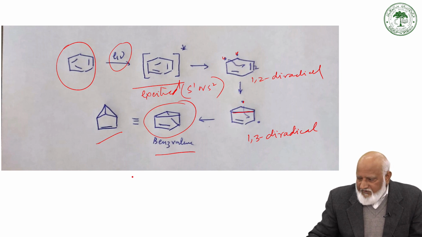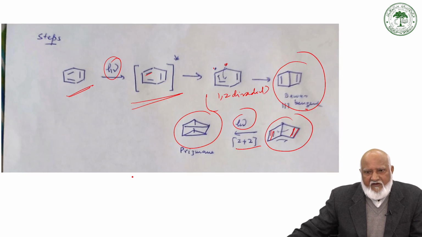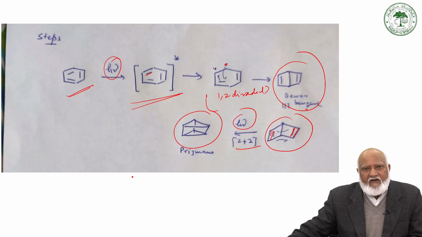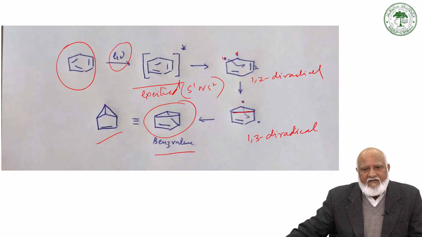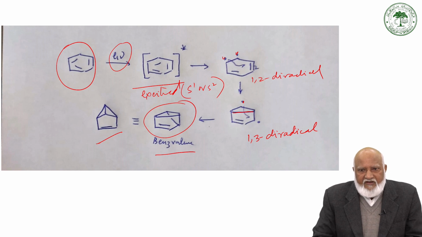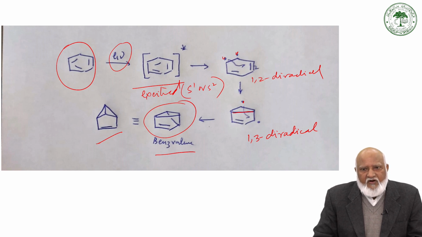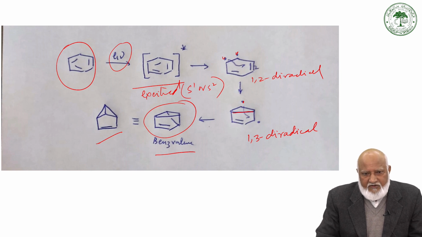So with these two schemes, we have explained the formation of three different photovalence isomers of benzene. That is the Dewar benzene, which can further transform to a prismane through 2 plus 2 addition. Another one is benzvalene, which takes place via the generation of a 1,2 diradical and then a 1,3 diradical, which can once again recombine to benzvalene.